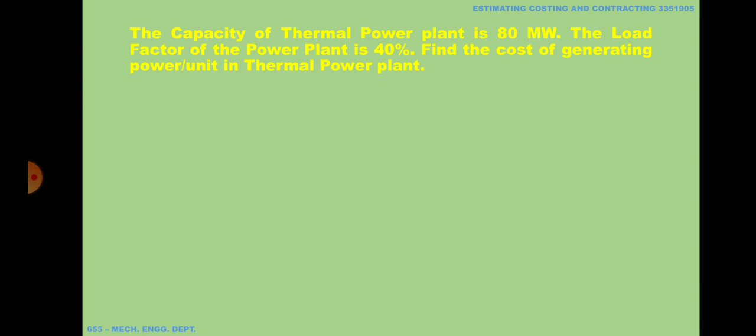Starting with an example of thermal power plant. The capacity of the thermal power plant is 18 megawatt. The load factor of the power plant is 40%. Find the cost of generating power per unit in the thermal power plant. So start with the solution. Installed capacity: 18 megawatt, which is equal to 18 into 1000 kilowatt.